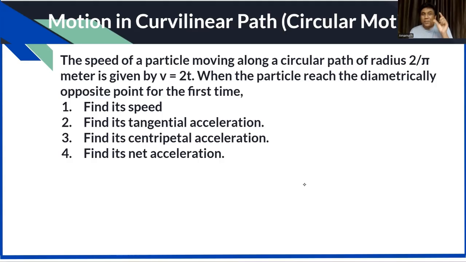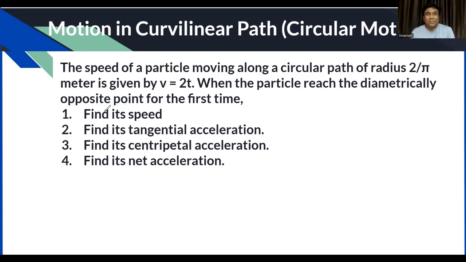The speed of a particle moving along a circular path of radius 2 by pi meter is given by v equal to 2t. So first you tell me whether the speed is increasing or decreasing. Increasing, sir. So now they are asking what is the speed when it goes to the diametrically opposite point? What will be the tangential acceleration? What will be the centripetal acceleration? What will be the net acceleration?